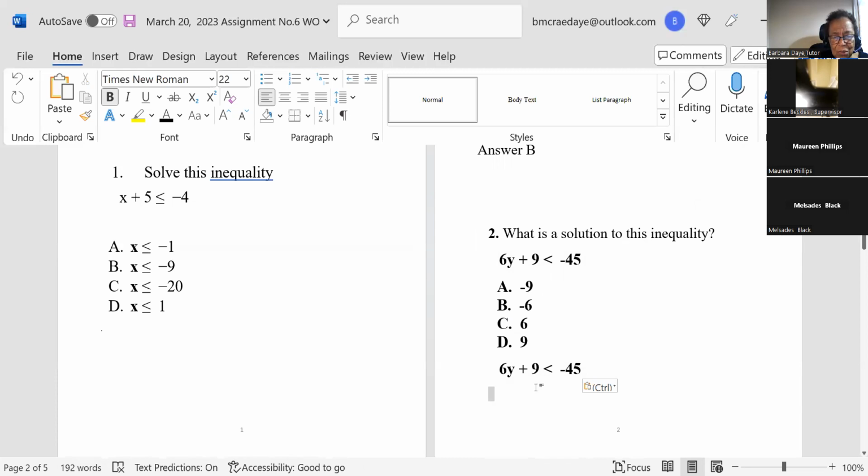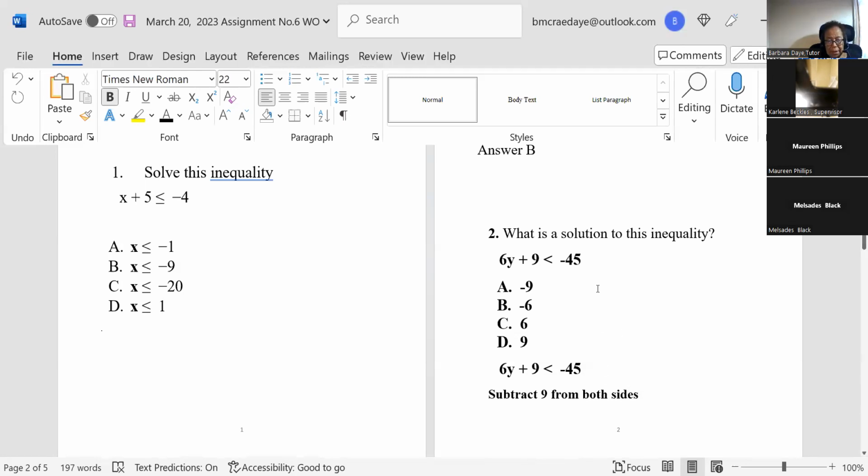Remember, you can't do something to the right and not do it to the left. The key is to keep your equation in balance. So whatever you do for the left side, you do on the right side. The goal is to get all your variables on one side and your constants on the other side. Now, if you want to get the 9 on the side with the -45, what's your step? Subtract 9 from both sides. That's it. Subtract 9 from both sides.